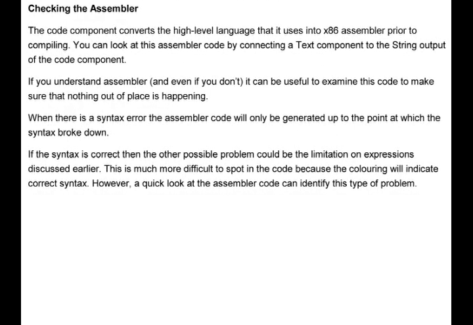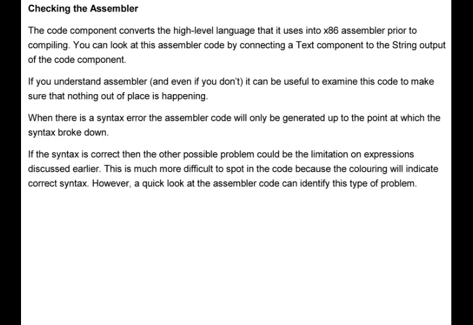Checking the assembler. The code component converts the high-level language that it uses into x86 assembler prior to compiling. You can look at this assembler code by connecting a text component to the string output of the code component. If you understand assembler, and even if you don't, it can be useful to examine this code to make sure that nothing out of place is happening. When there is a syntax error, the assembler code will only be generated up to the point at which the syntax broke down.